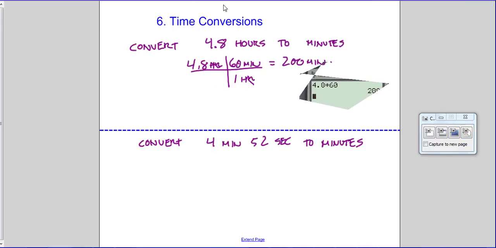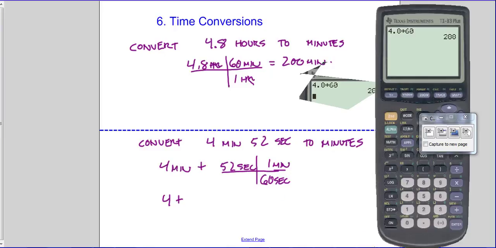And last, 4 minutes 52 seconds to minutes. So I already have the 4 in minutes, but I got to convert 52 seconds to minutes. So I know for every 60 seconds, that's 1 minute. So I'm going to take 52 divided by 60 and add that to 4. So this is the whole number part, this will be the fraction part. So I take 52 divided by 60.